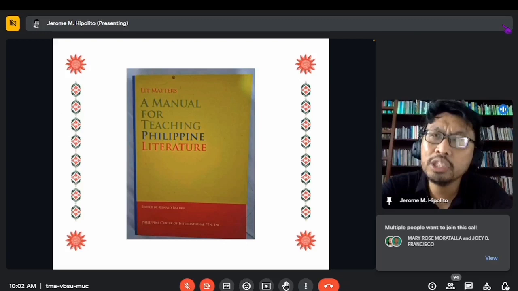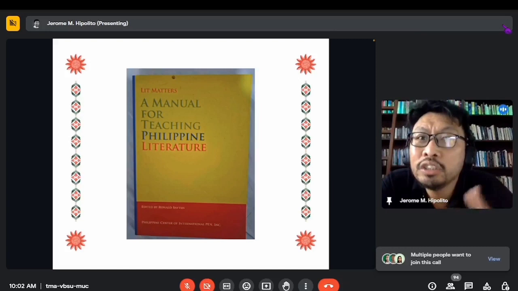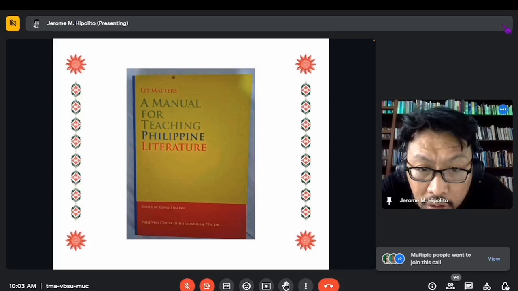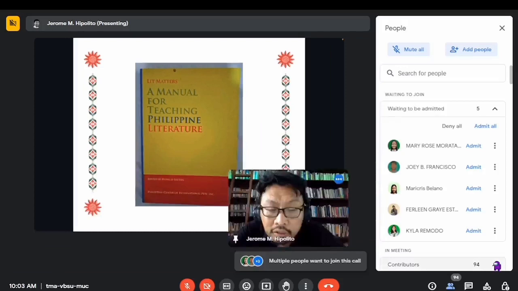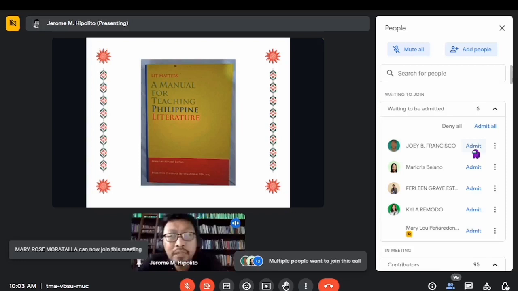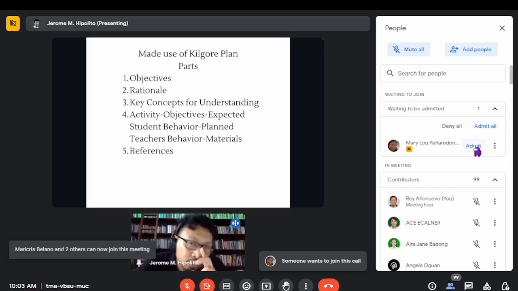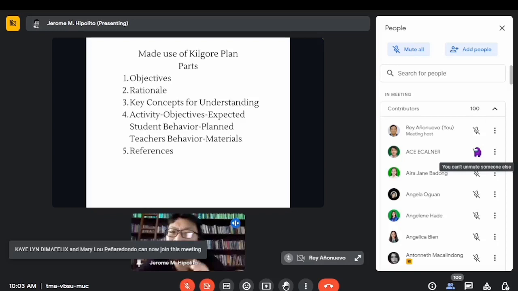But our webinar today would start with the PEN manual for teaching Philippine literature, right? So this is published by the Philippine Center for International PEN. It's the International Organization of Writers. Okay. So edited by Ronald Baitan. Ano yung manual nila? Paano siya inorganize? The manual for teaching Philippine literature follows the Kilgore method of La Salle University. So La Salle University in Manila makes use of the Kilgore plan in all their literature subjects.